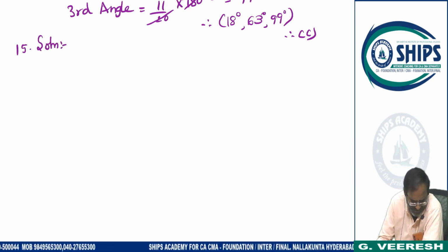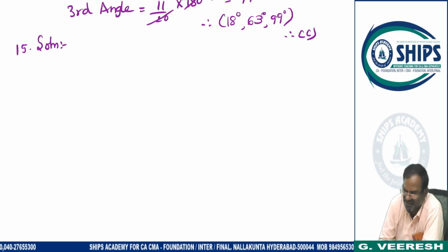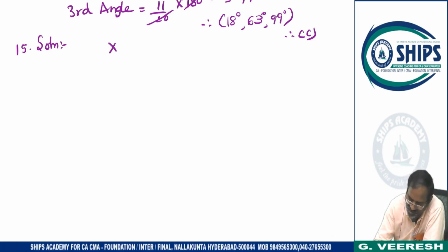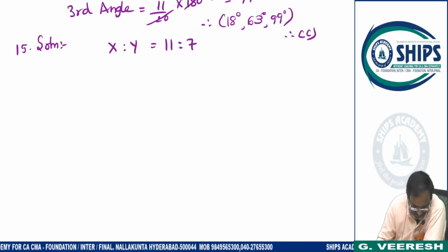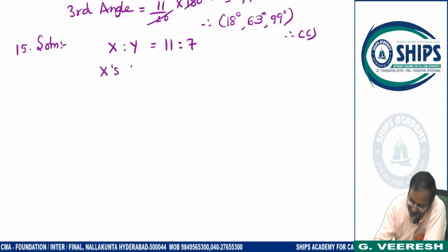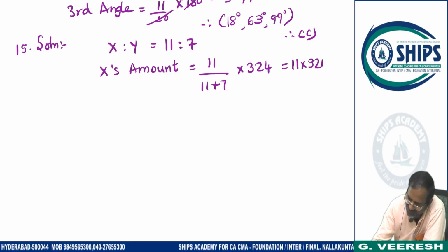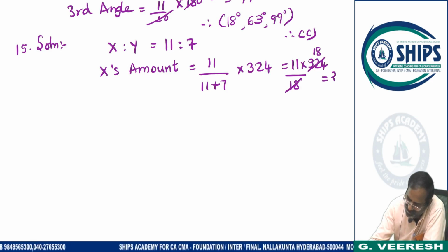Now, division of rupees 324 between x and y in the ratio 11:7. Here also the same ratios are given. Already x is to y is given as 11:7. So x will get 11 by the total, 11 plus 7, into 324. So 11 into 324 by 18. 18 into 11 is how much? 198.